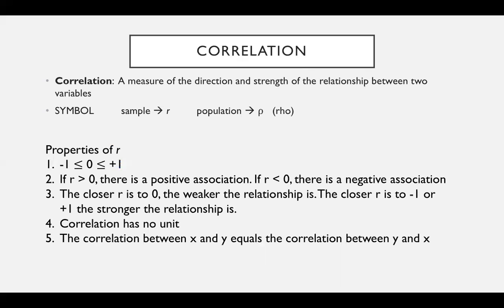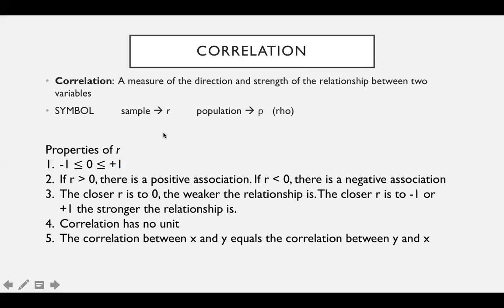The closer r is to 0, the weaker the relationship is. So if you see a scatter plot with a correlation of 0, then all the dots will be all over the place and there will be no pattern. So you won't be able to tell any relationship. The closer it is to -1 or +1, the stronger that relationship will be.